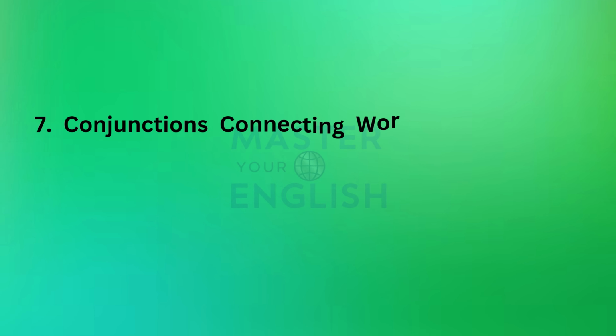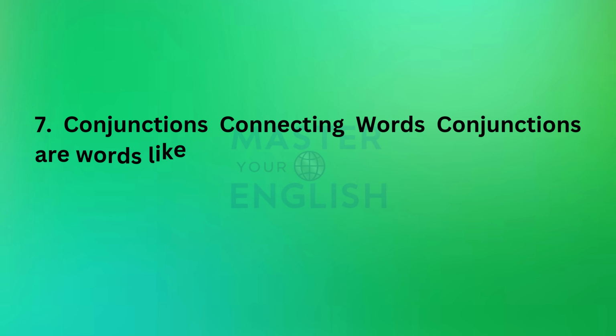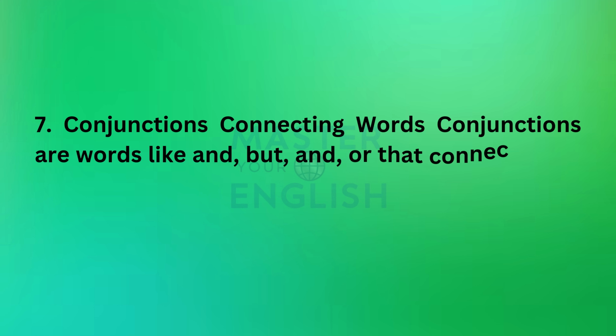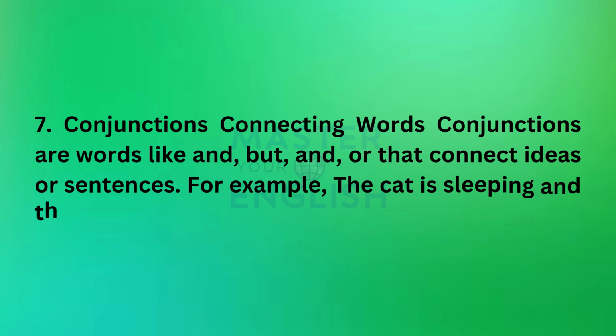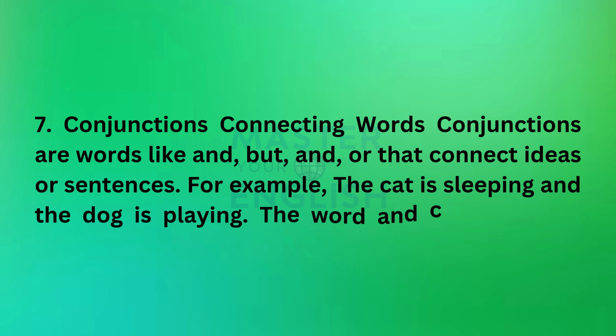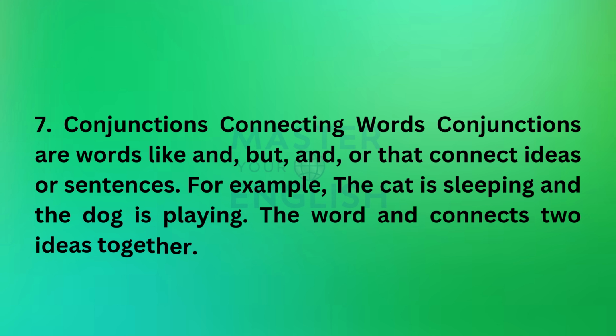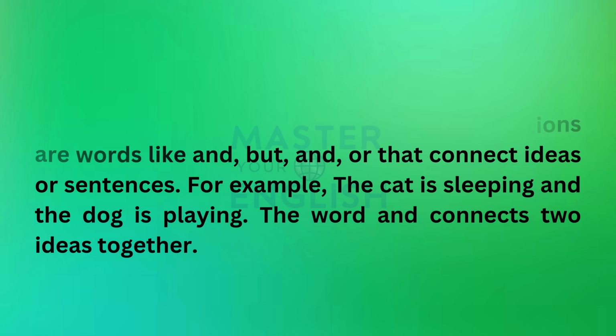7. Conjunctions, connecting words. Conjunctions are words like and, but, or that connect ideas or sentences. For example, "the cat is sleeping and the dog is playing." The word and connects two ideas together.